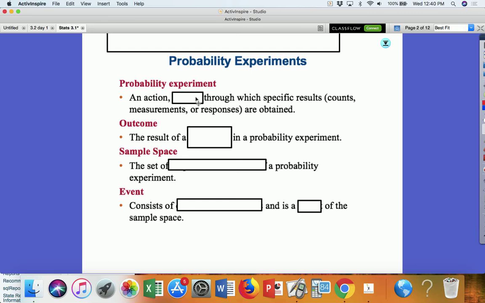It's an action or a trial through which specific results, counts, measurements are obtained. So you flip the two coins, you record your result. You flip the two coins, you record your result. Okay. So we're getting information from each trial of the experiment. Okay. So an outcome is a result of a single trial.